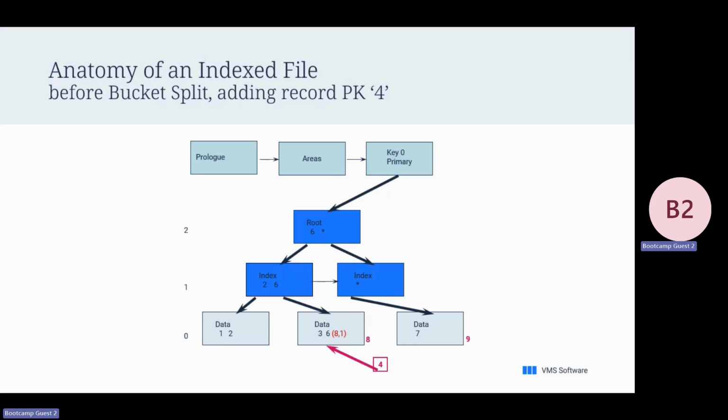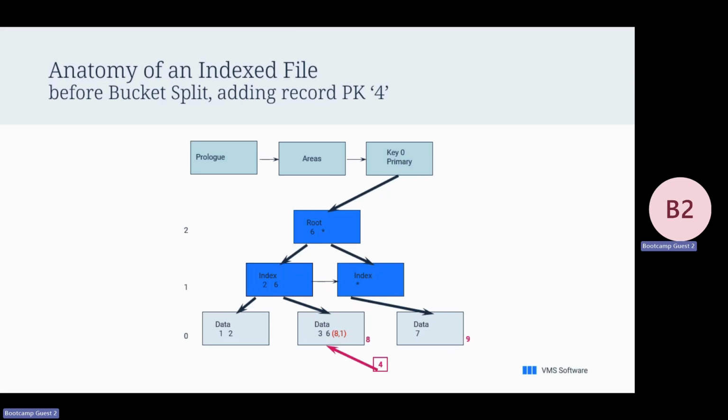But now let's see where it's going to hurt a little bit. Let's now insert record with key value 4. So RMS goes into the system and says, all right, where do I find the place? Where should it go?